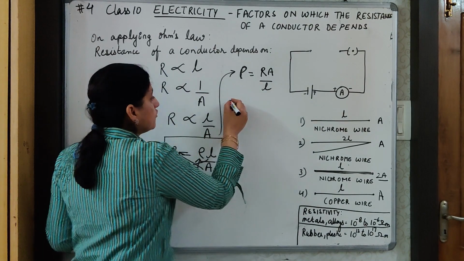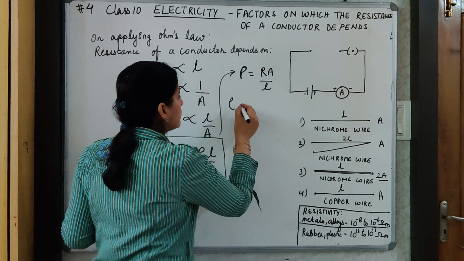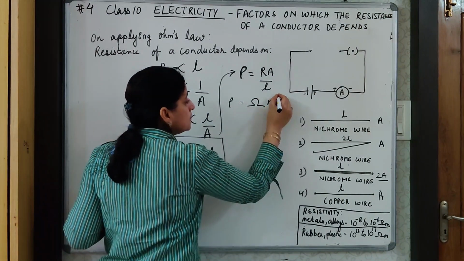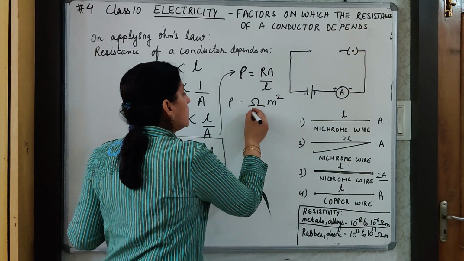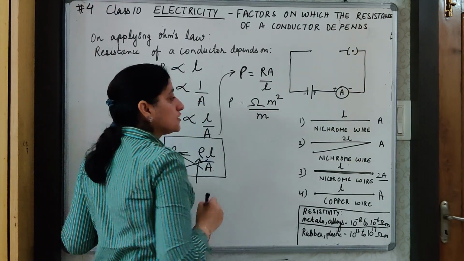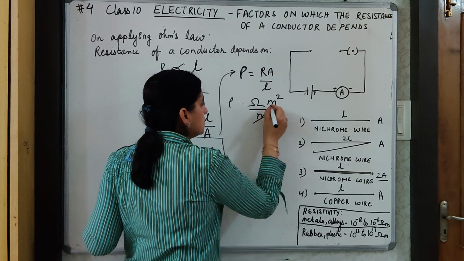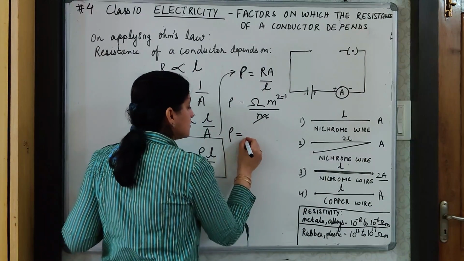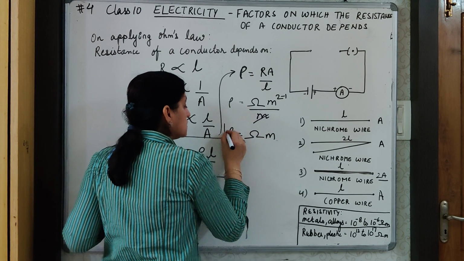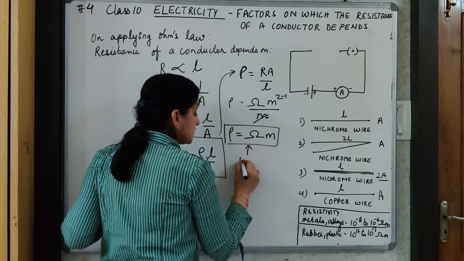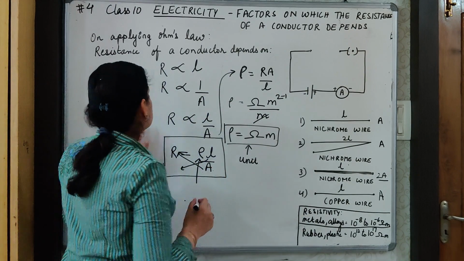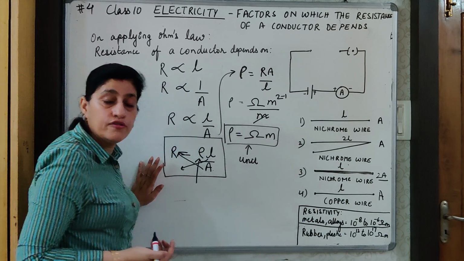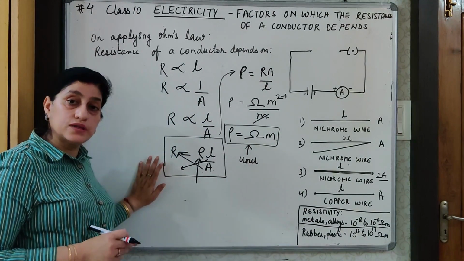Okay. Now therefore what is the unit of resistance? The unit of resistance is ohm. The unit of area is meter square. Upon length, the unit of length is meter. So meter and meter square get cancelled by this. Therefore the unit of resistivity becomes ohm meter. This is the unit of resistivity. You can get to derive this formula for resistance. You can also get to derive the unit of resistivity. I hope this is clear.